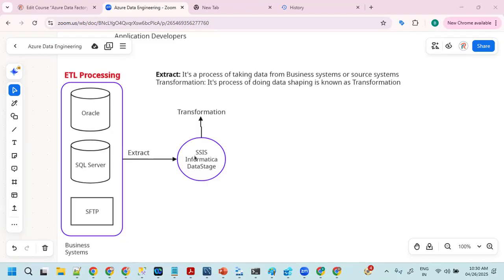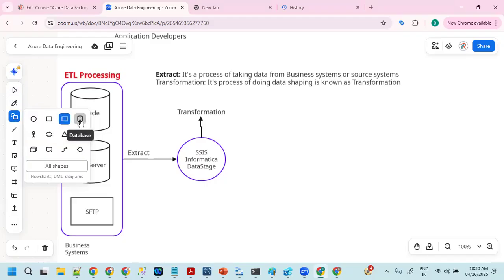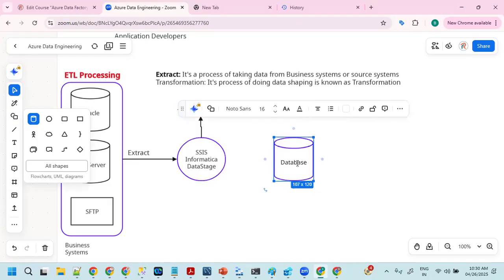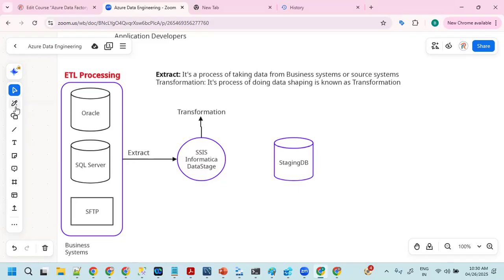So once you have applied this transformation, how we visually used to do it is, here this OLTP system, the business system, the business data was distributed. It's not on the same platform. It's in different platforms and different areas. So we need to integrate and keep it in a database. So I'm going to take one more database here. This database is a staging database.